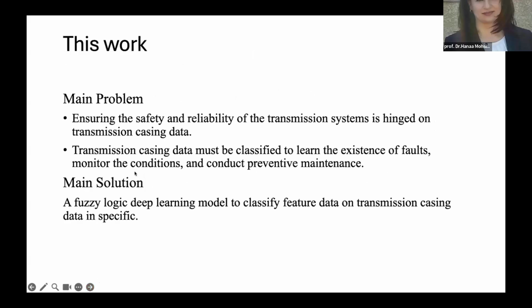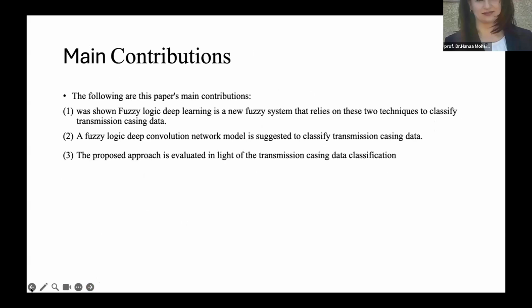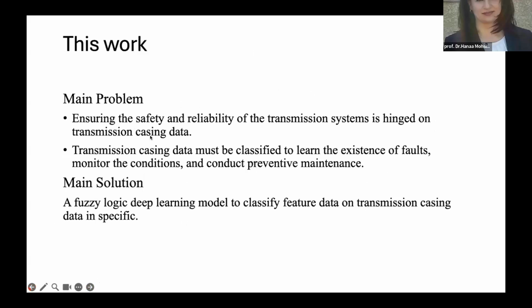This work, our main problem is how to ensure the safety and reliability of the transmission system, especially for the transmission causing data. Transmission causing data can be classified to learn the existence of faults and monitor the conditions, and also to conduct preventive maintenance.